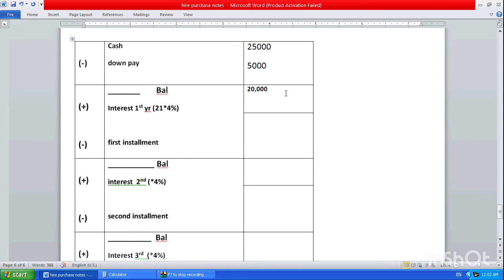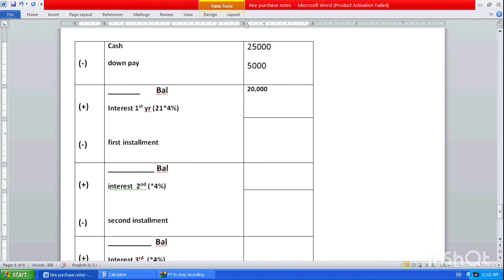20,000. There is no need to calculate interest. Directly the balance will be 20,000 only. No need to calculate the interest because interest is already included. So here just make it blank. Now you will get the same amount, 20,000.